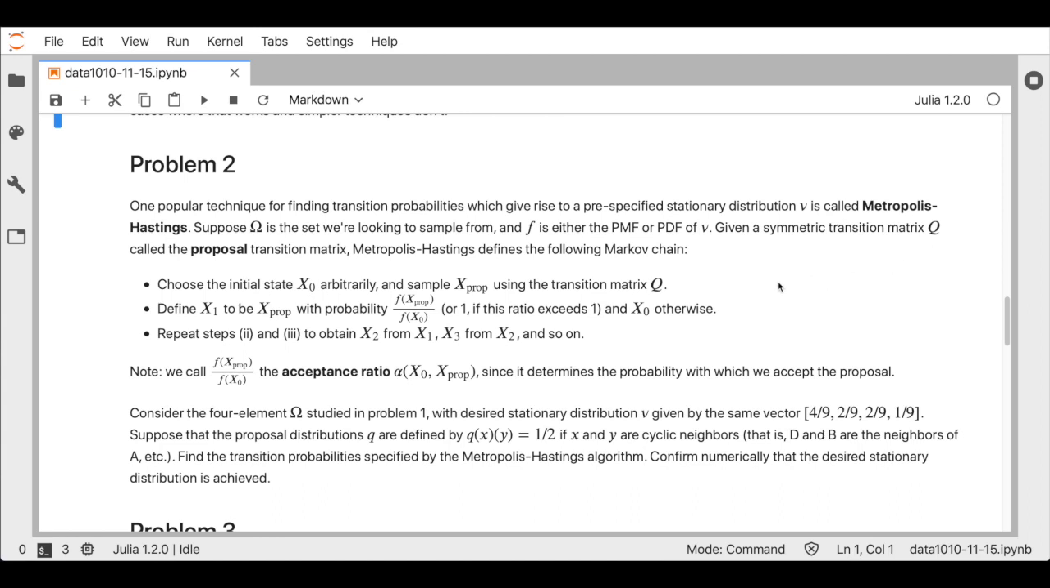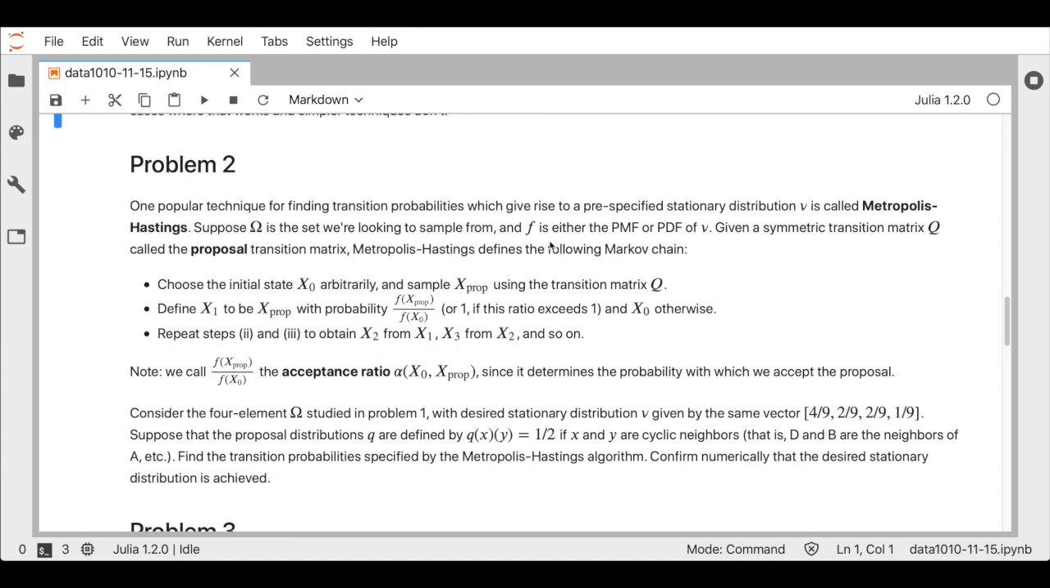So here's how it works. Just like we usually do with a Markov chain, we start in some location, and then this transition matrix Q proposes a new move, which we'll call X proposal. But then rather than just taking that step to the new X, the random walker is going to decide with some probability whether to take that step. And that's where the desired limiting distribution comes in.